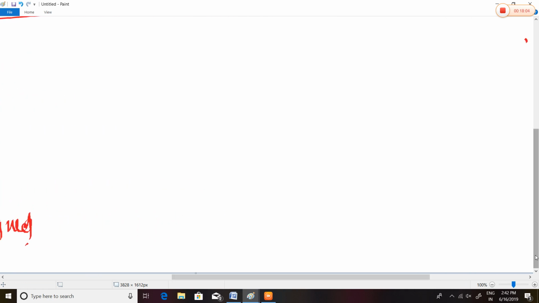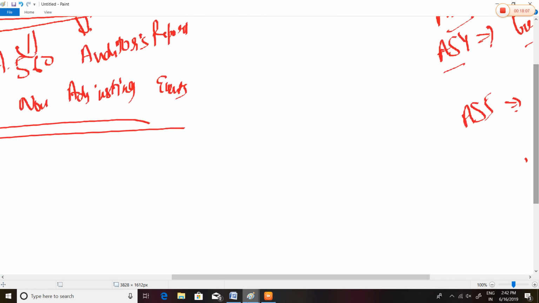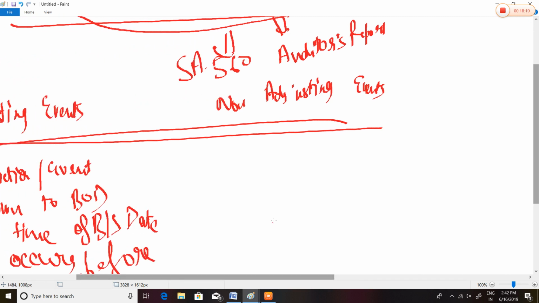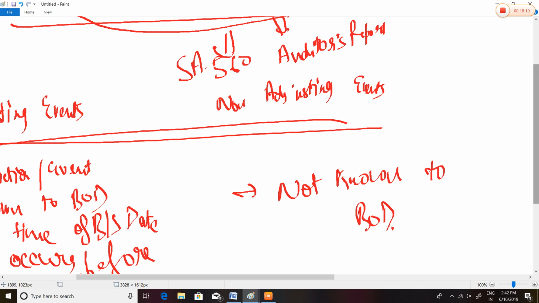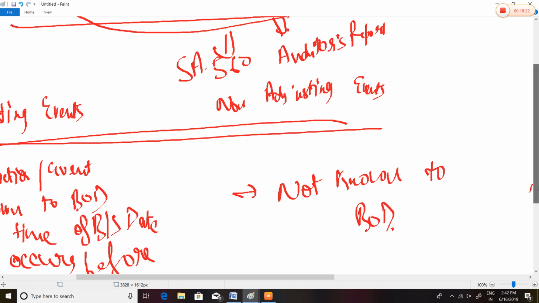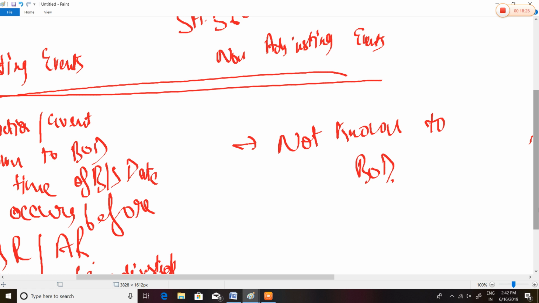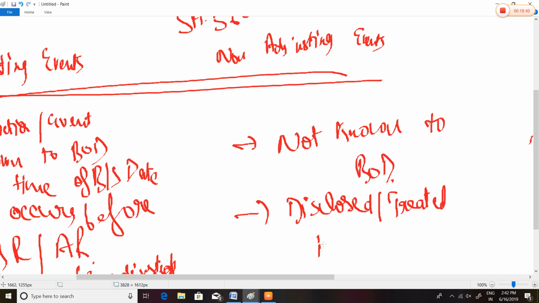And what are non-adjusting events? Events which are not known to the board of directors. Okay, I hope you got to know what non-adjusting events are. Non-adjusting events have to be disclosed or treated in the current year financial statement, like the P&L account and balance sheet.